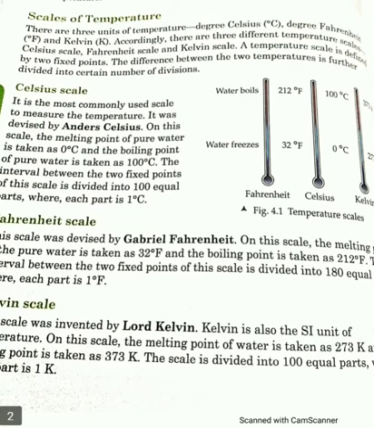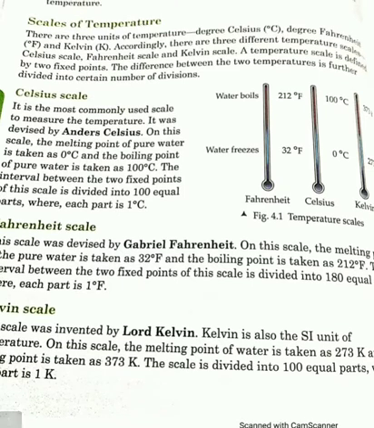If you look at figure 4.1, two different points are determined. On the Celsius scale, the minimum is 0 degree and the maximum is 100 for water. If we talk about the Fahrenheit scale, then Mr. Gabriel Fahrenheit was the person who discovered it first, and the Fahrenheit scale is named after the scientist who discovered it.